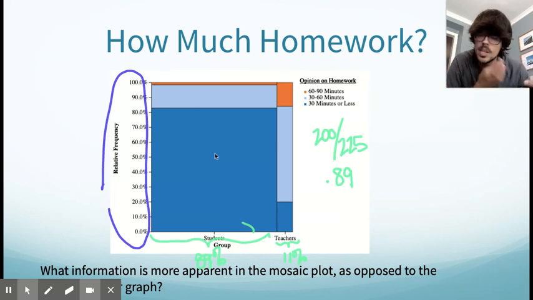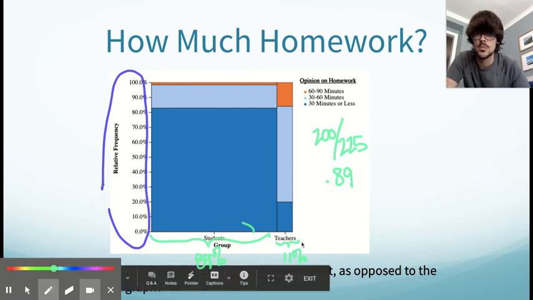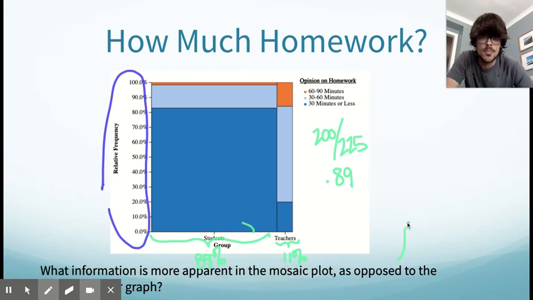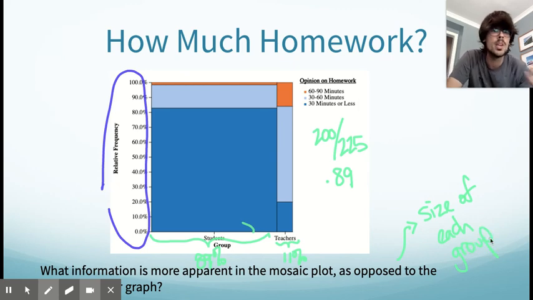So this is a nice graph that has its uses as well, and it's especially useful when you have groups of different sizes. So what information is more apparent in the mosaic plot? The size of each group becomes relevant here. It becomes more visible. So sometimes that can also be a useful thing to look at when you analyze conditional distributions.